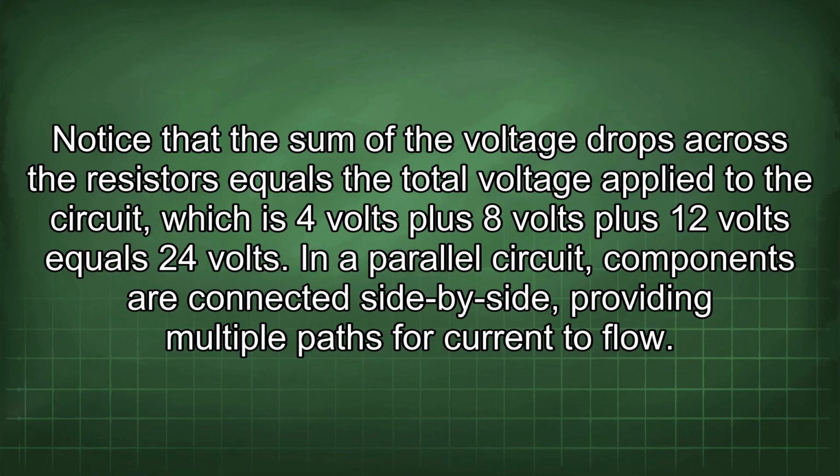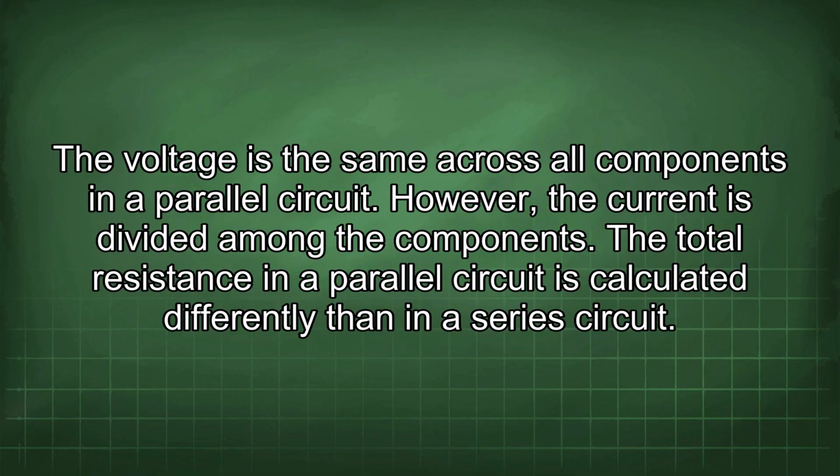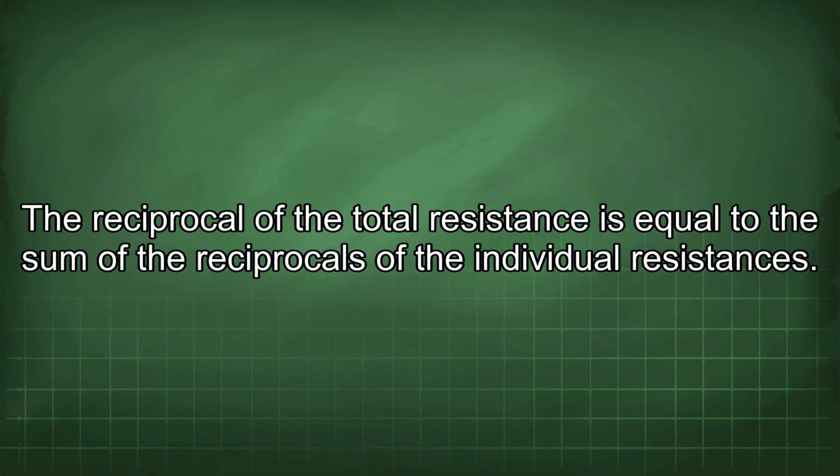In a parallel circuit, components are connected side by side, providing multiple paths for current to flow. The voltage is the same across all components in a parallel circuit. However, the current is divided among the components. The total resistance in a parallel circuit is calculated differently than in a series circuit. The reciprocal of the total resistance is equal to the sum of the reciprocals of the individual resistances.